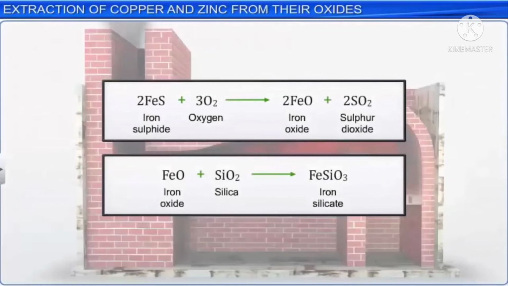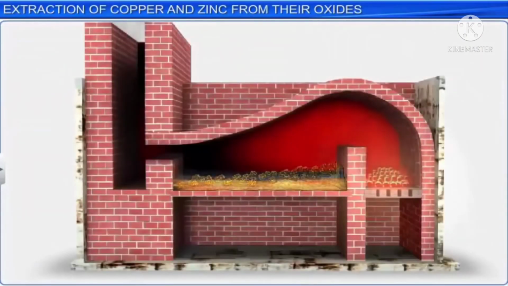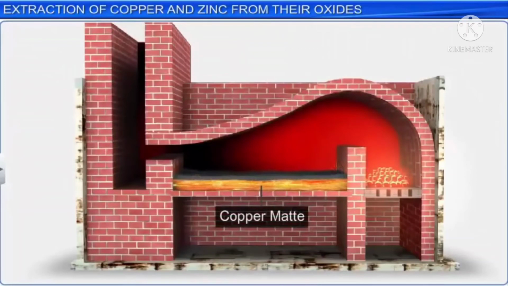During this process, most of the iron sulfide is converted into its oxide, which further reacts with silica to form a fusible slag of iron silicate. Copper is produced in the form of copper matte, which contains copper sulfide and iron sulfide.